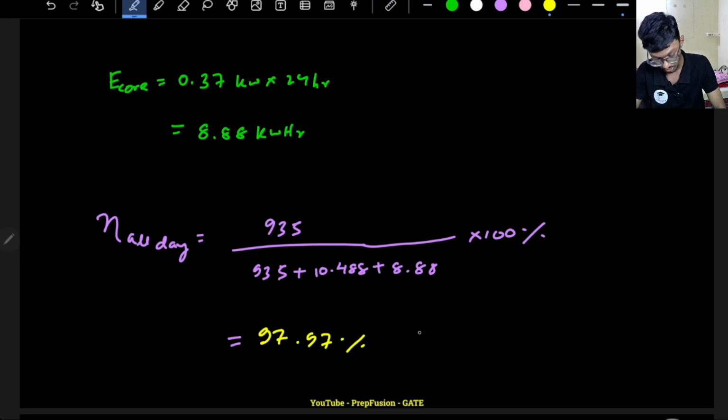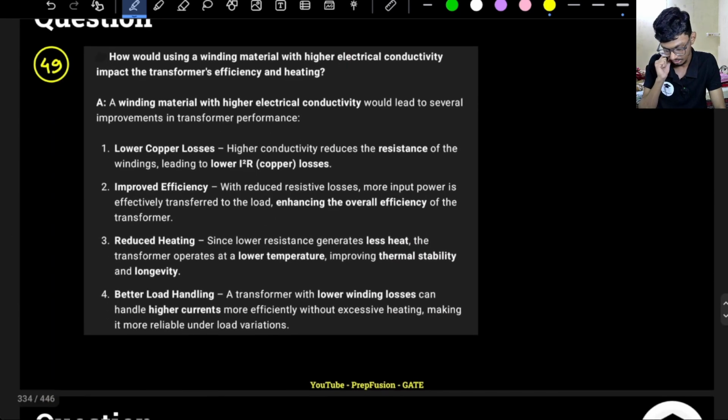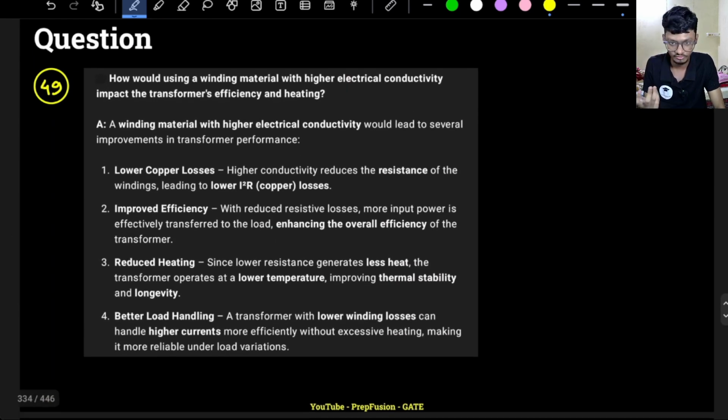97.97 percent. So this will be the answer of this question. So this is how you can calculate the all day efficiency. Okay, now let's discuss a bit about this interview question.